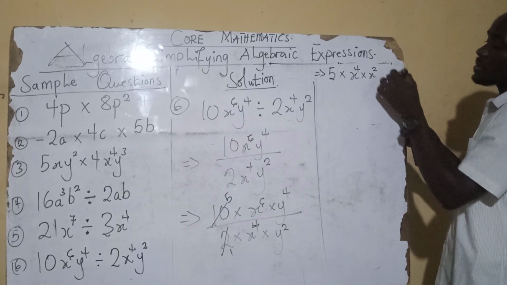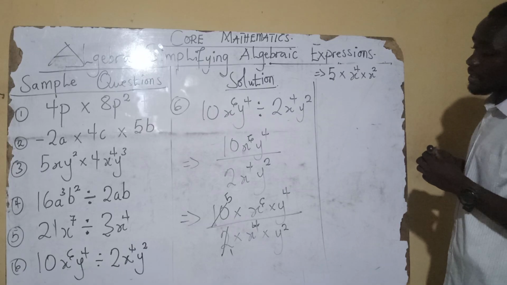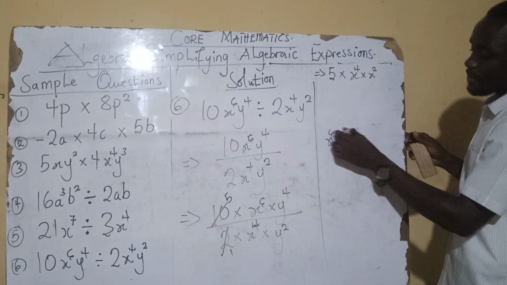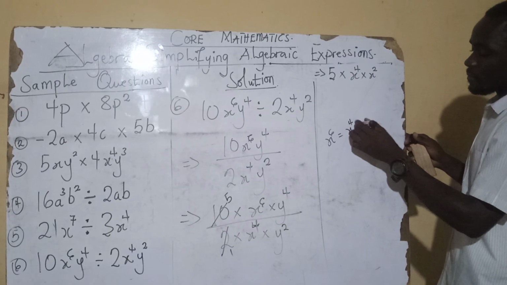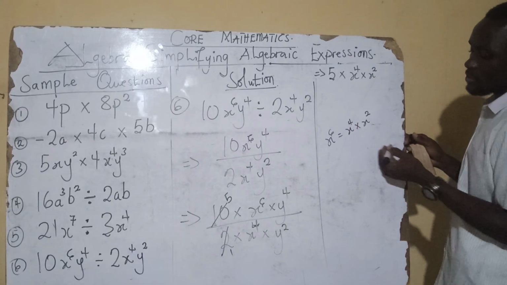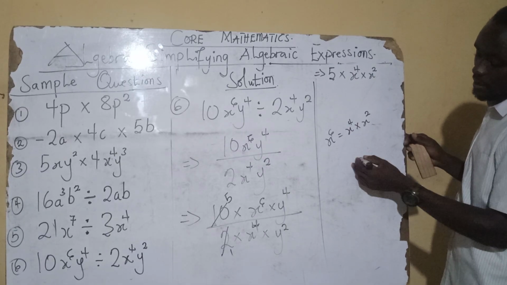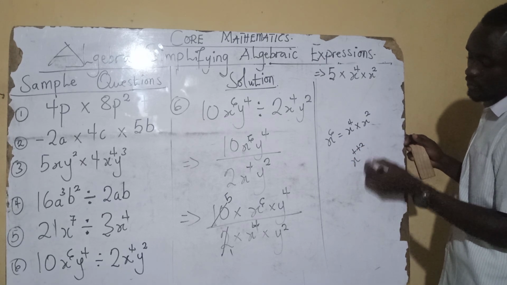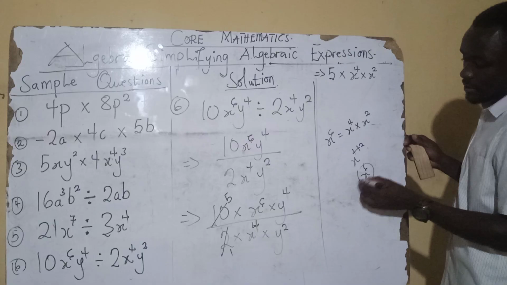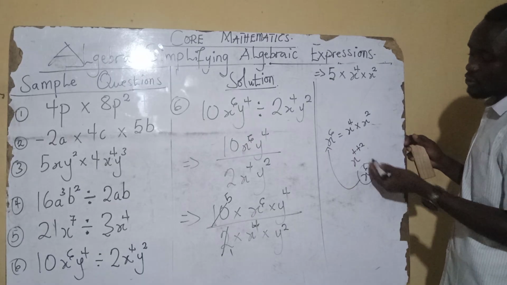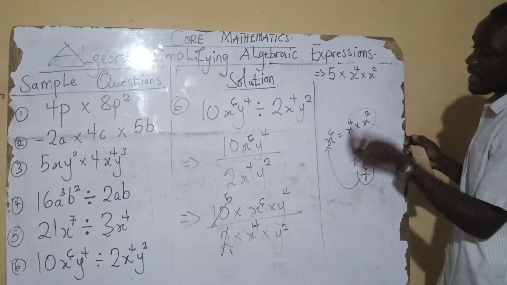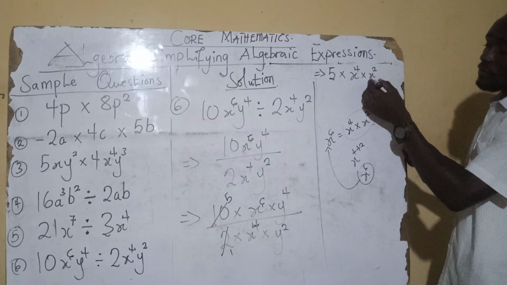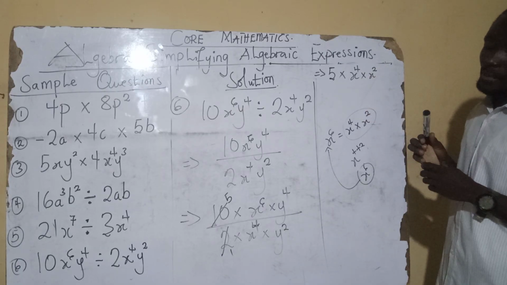Okay? I believe it is clear. Because here x power 6 can be expressed as x power 4 multiplying x power 2. Because when you solve it, you are going to get x power 4 plus 2. And 4 plus 2 gives us what? X power 6. Which is the same as what we have here. So we are going to replace this by x power 6 as we have it here. So here becomes x power 4 multiplying x power 2. I believe it is clear.